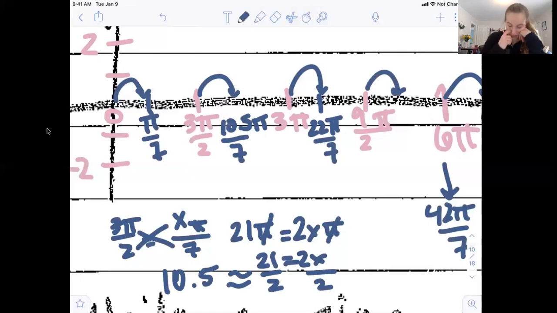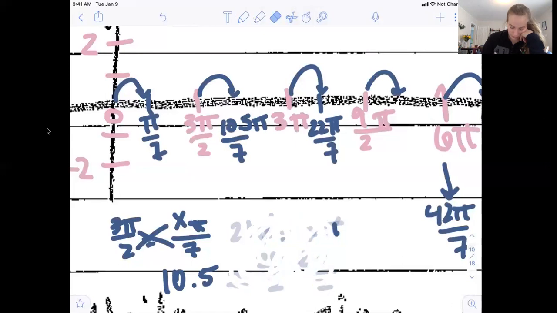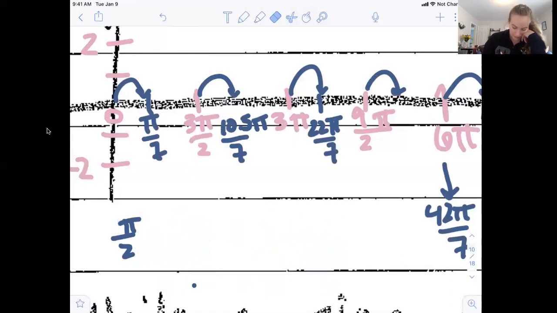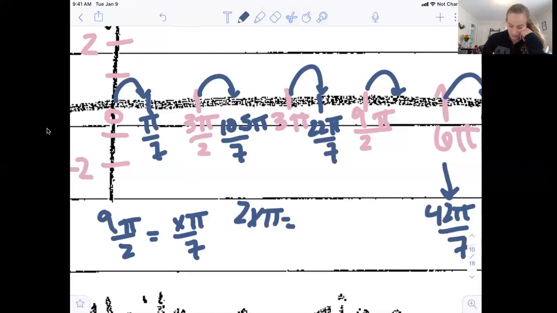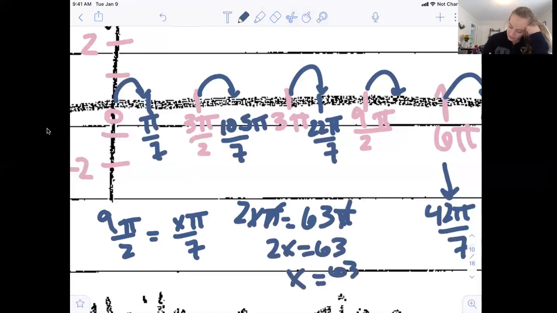Same thing for 9 pi over 2. Let's redo this, but not with 3 pi over 2. We'll make it 9 pi over 2 equals x pi over 7. I've got 2x pi equals 63 pi. My pi's cancel, so I get 2x equals 63. And then again, I divide, 63 over 2, which is approximately 31.5. So this becomes 31.5 pi over 7.